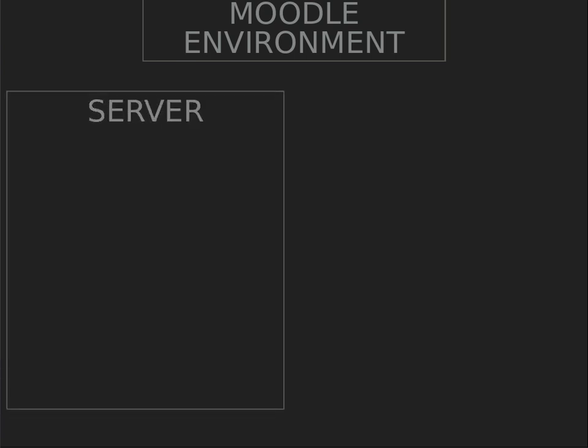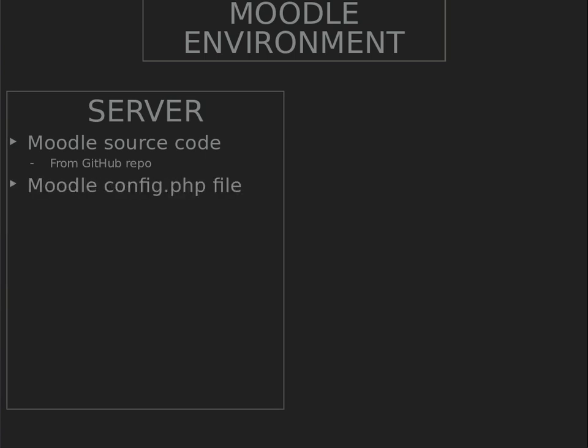So of course, on one side we have the server. Here we have the Moodle source code, which is what we cloned from GitHub. And we also have the config.php file, which is separate from the source code and tells Moodle, for example, the database username and password that applies to our setup, but that can be different for everyone, so that's why we need to have it separate from version control.